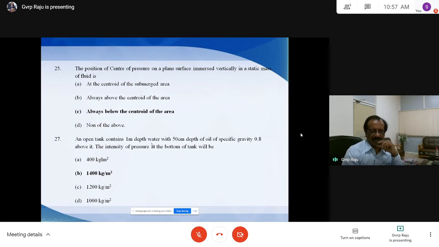So 1 meter depth of water means again pressure is equal to W times H. So W is 1000 into H is 1. So that is 1000, and this is 400. So we have 1400.